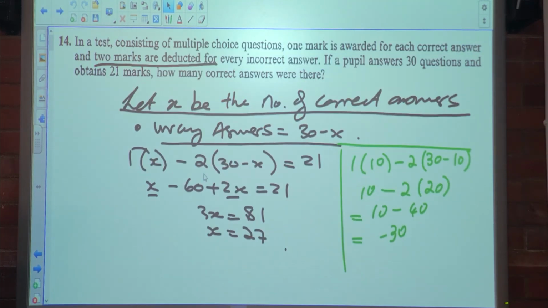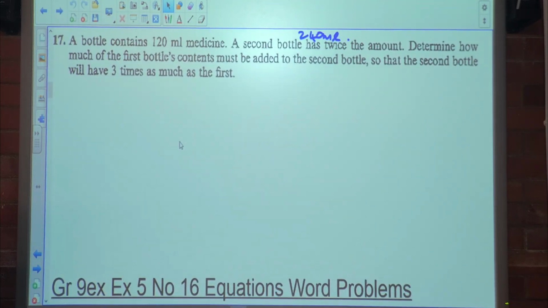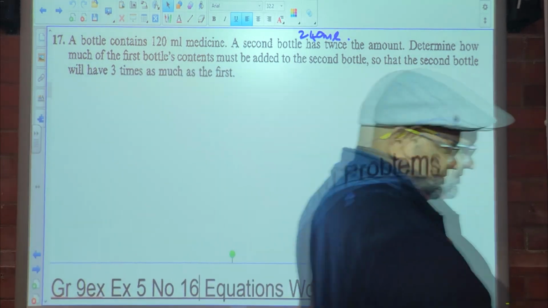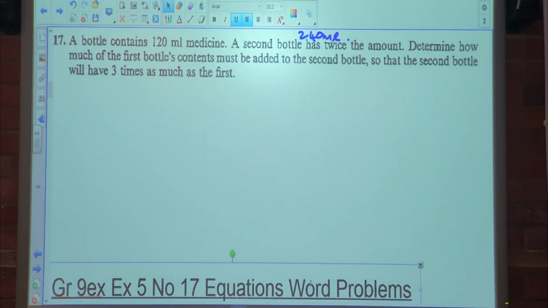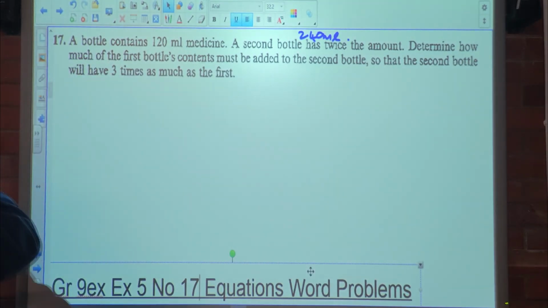Right. People, so we're looking at number 17. We are told that a bottle contains 120 ml of medicine. The second bottle contains twice the amount. So twice the amount, we need to say that the second bottle contains 240 ml. Determine how much of the first bottle's contents must be added to the second bottle so that the second bottle will be 3 times as much as the first bottle.